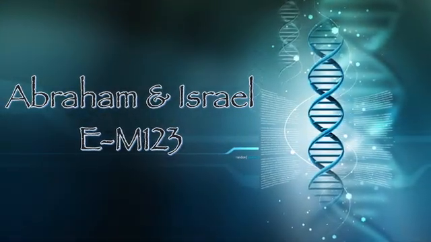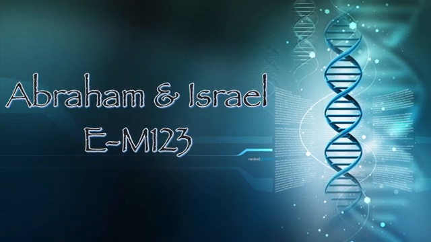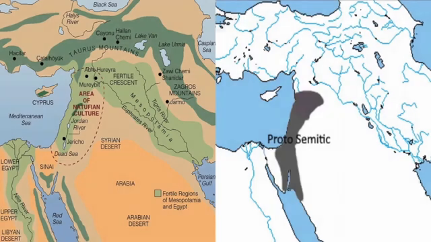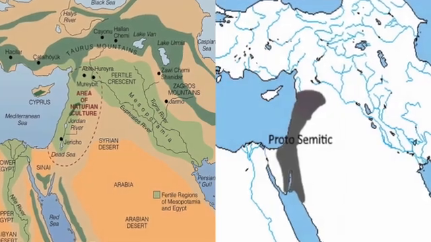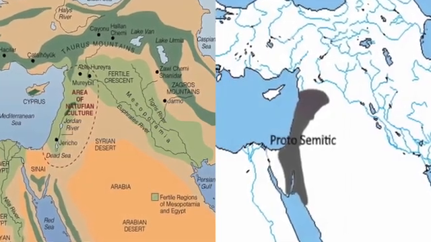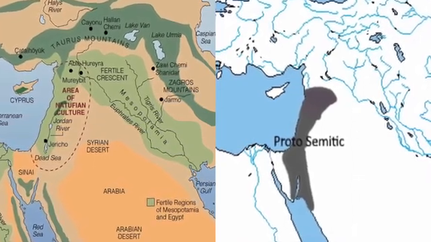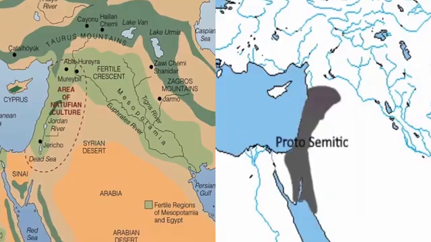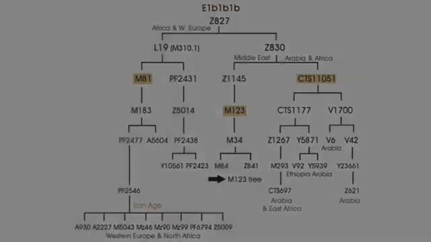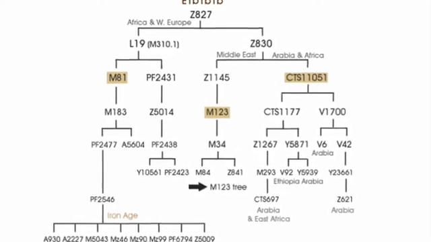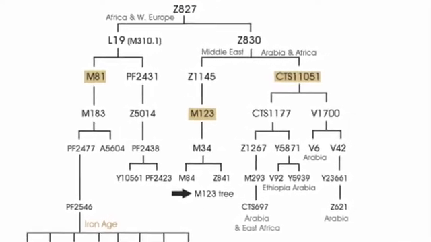One candidate that Abraham and the Israelites could be is E-M123. One method we can use to determine the haplogroup of Abraham and therefore the Israelites is by looking at the origin of the subclade and the location for the origin of Semites. One subclade of haplogroup E that Abraham could have been is a downstream of E-M123.